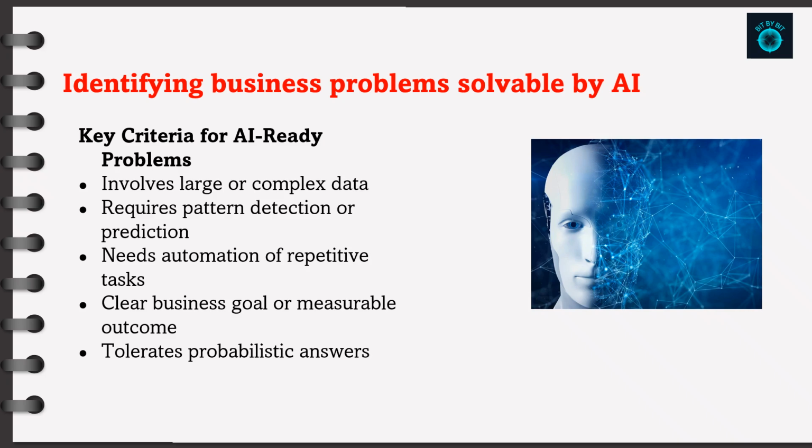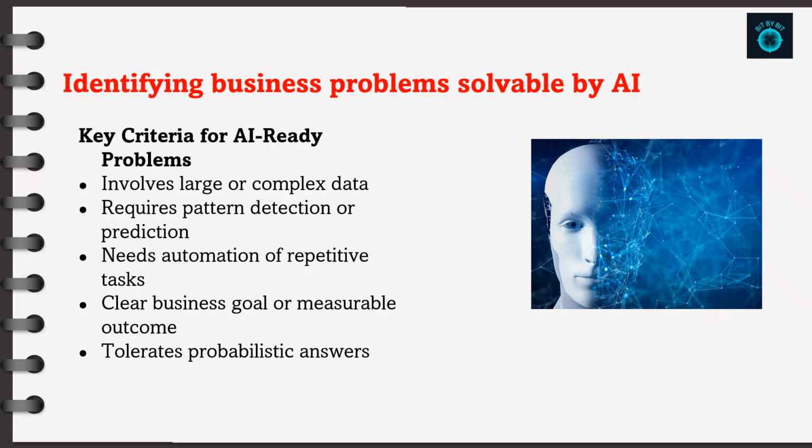First, the problem must involve data, and lots of it. AI works best when it has access to large, historical datasets, either structured, like tables, or unstructured, like text or images. A problem must benefit from pattern recognition or prediction. If the goal is to detect fraud, forecast sales, classify customers, or recommend actions, AI is a great match.